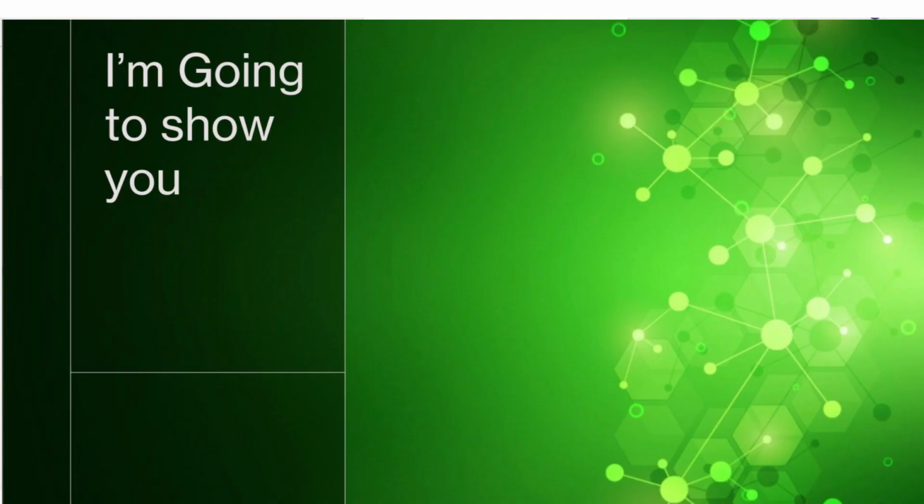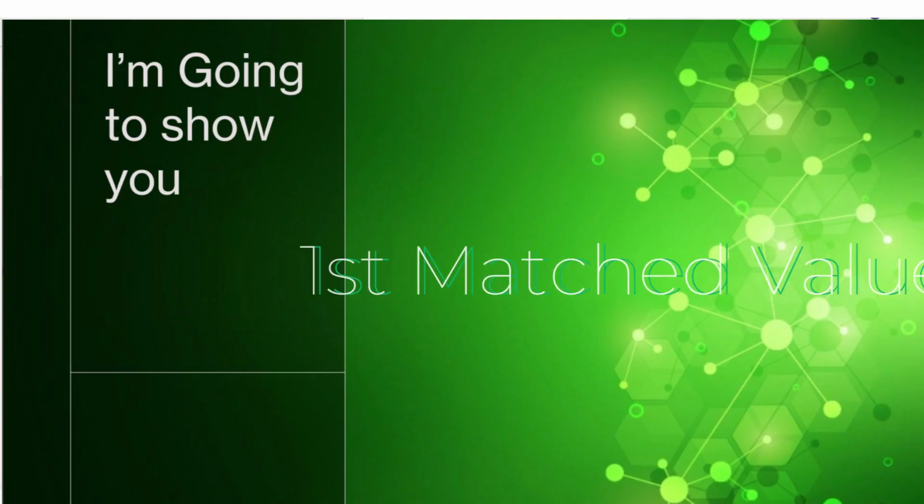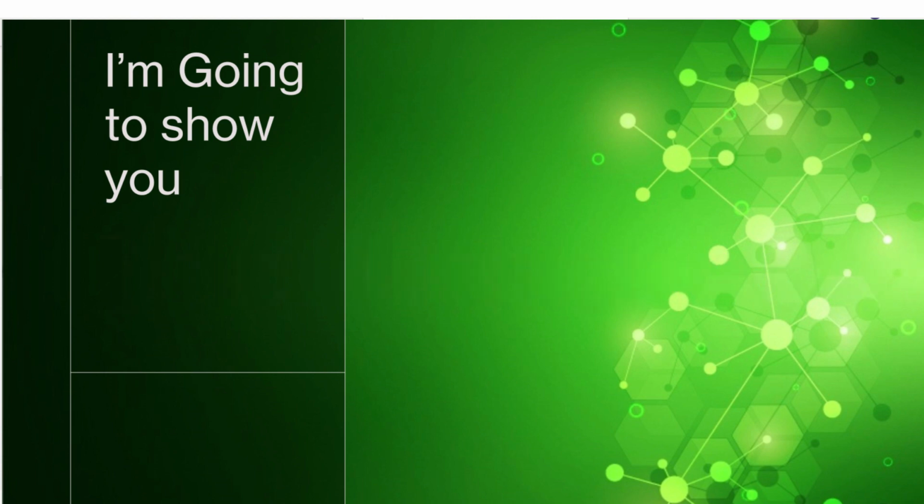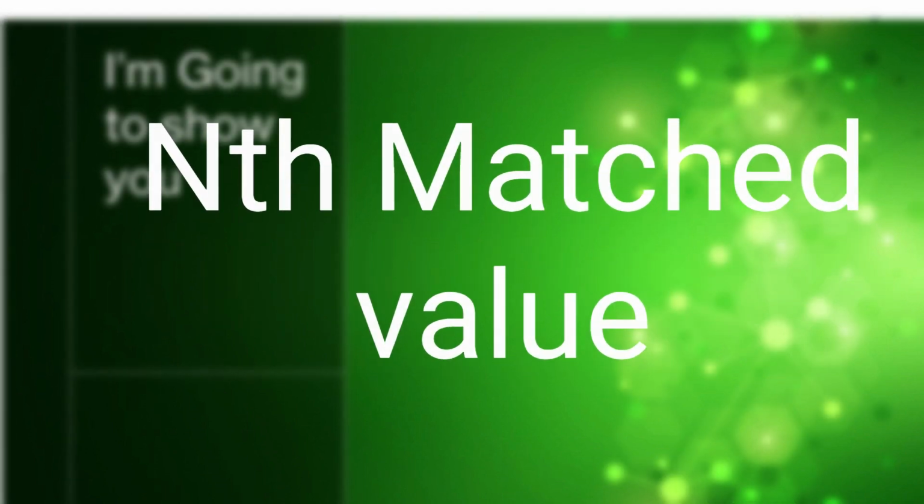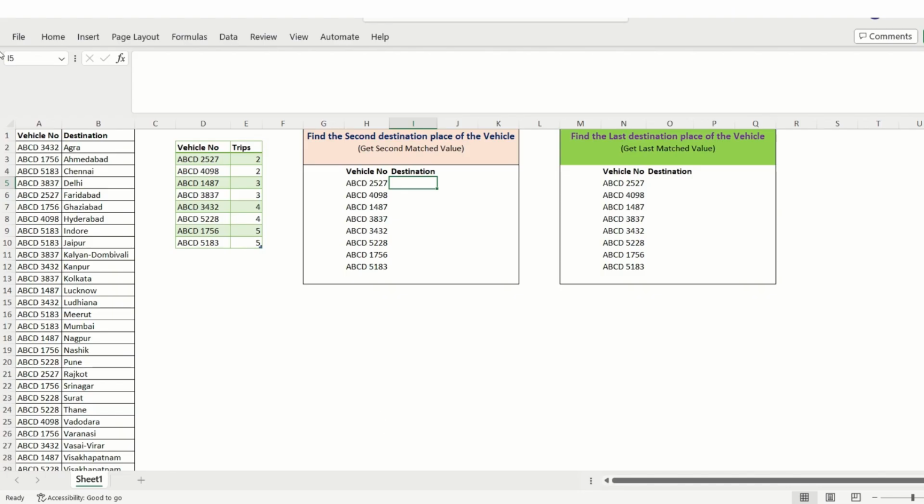Today I'm going to show you how to find the first matched value, second matched value, or the nth matched value. Here is my data set. Here I have some dummy vehicle numbers, and these are the places the vehicles traveled. Here we have a total of 8 vehicle numbers, and these are the respective trips of those vehicles.